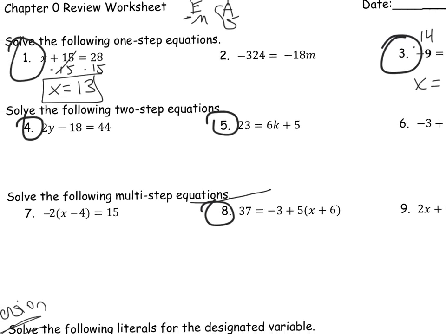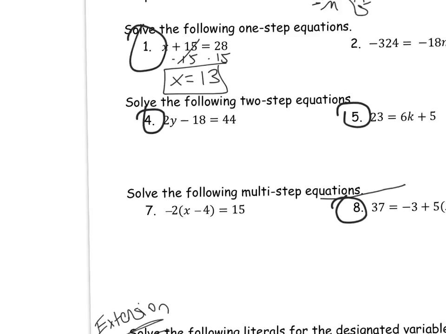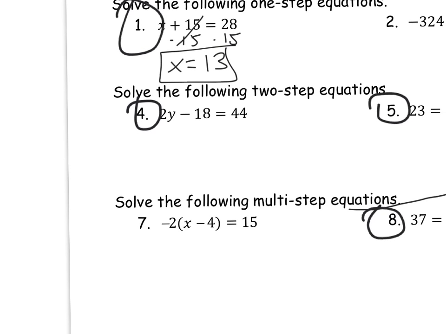Okay, let's take a look at number 4. Solve the following two-step equations. Okay, so if it's a two-step, that means you still got to work order of operations from reverse order from the bottom up. Okay, so is there any subtraction? There is. So we have to apply the inverse, which is adding 18 to both sides. So we get 2y equals 44 plus 18, which is 62.